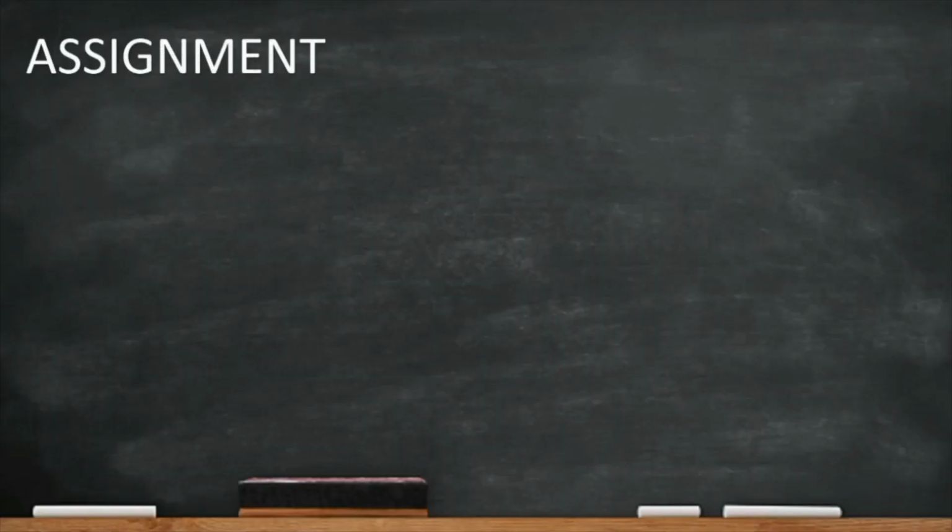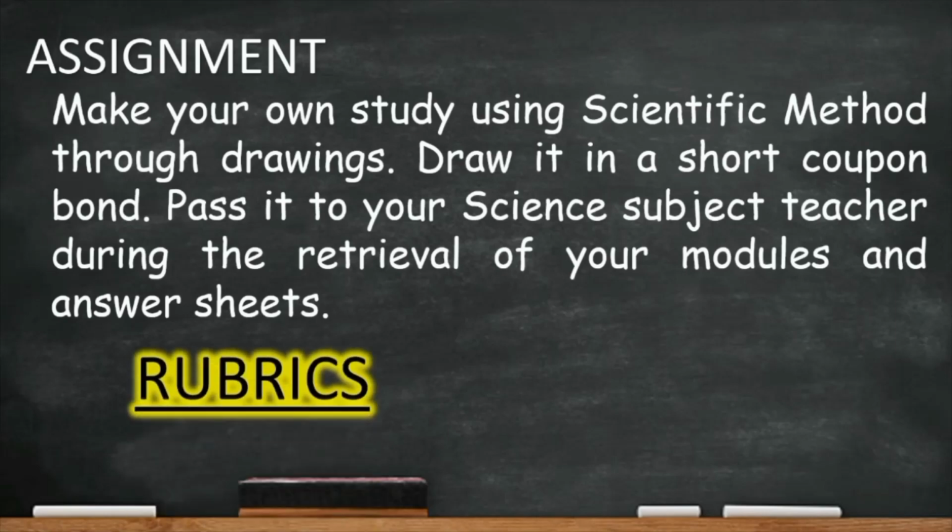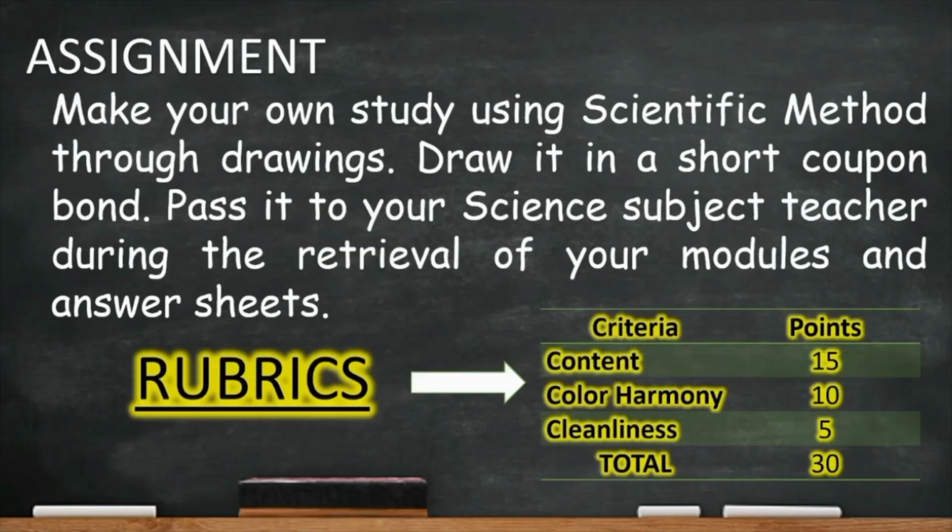Oops! Don't forget your assignment! Make your own study using scientific method through drawings. Draw it in a short coupon band. Pass it to your subject teacher during the retrieval of your modules and answer sheets. Here's the rubrics. Criteria: content, 15 points. Color harmony, 10 points. Cleanliness, 5 points, with a total points of 30.